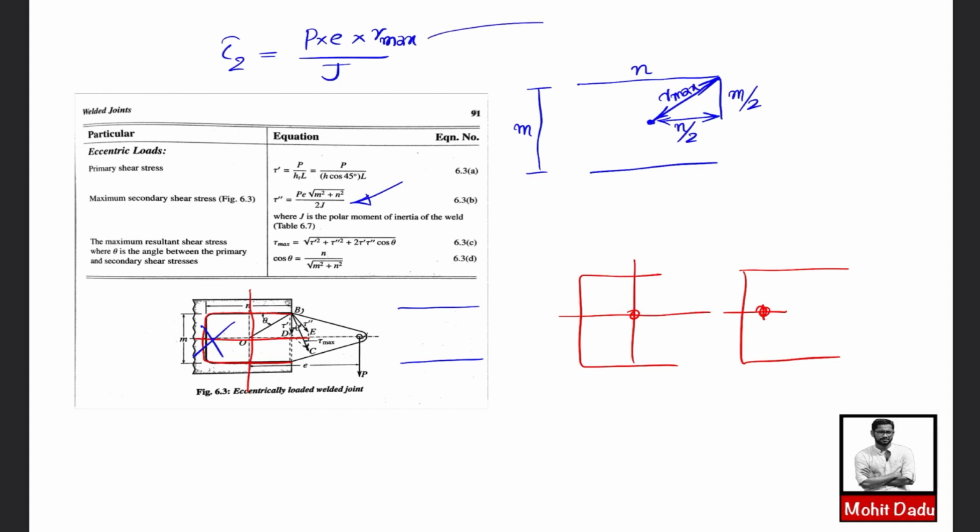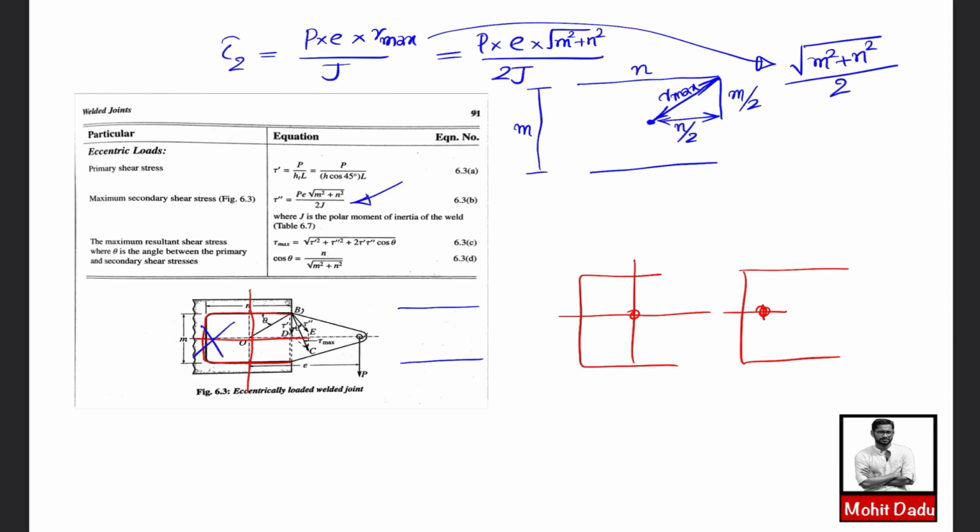So this will be the R max, and if you are finding it, this R max will be equal to the square root of m squared plus n squared, the whole divided by 2. So if you substitute, P into E into the square root of m squared plus n squared, the whole divided by 2J is coming. That means this equation is actually given here. So it also makes you understand that this is actually given for a parallel weld section. So this figure should actually be for a parallel weld section.